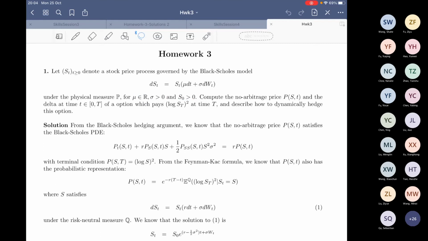The question then asks: compute the no-arbitrage price P(S, t) and the delta at time t, which is somewhere between 0 and the final maturity time capital T, of an option which pays the natural log of S_T, all squared, at the final time capital T, and describe how to dynamically hedge this option.